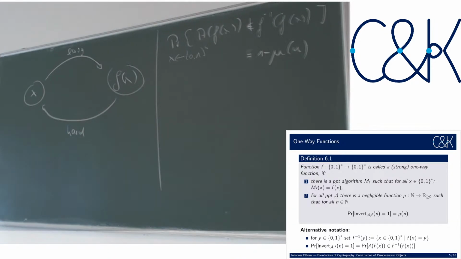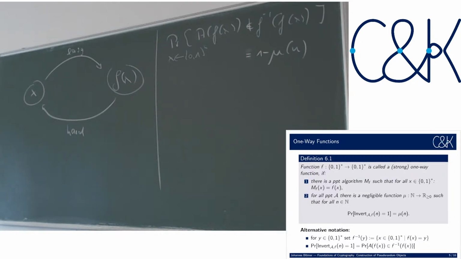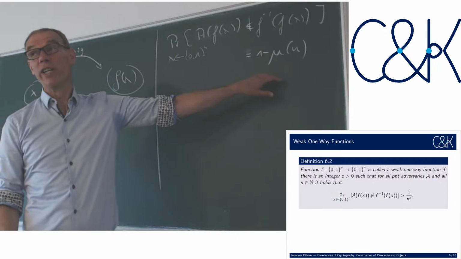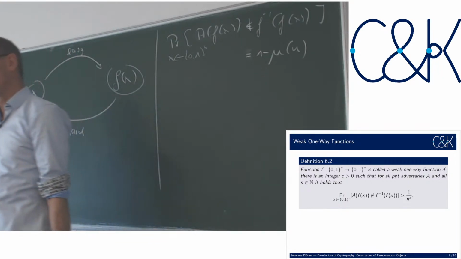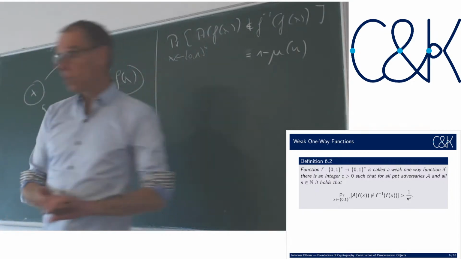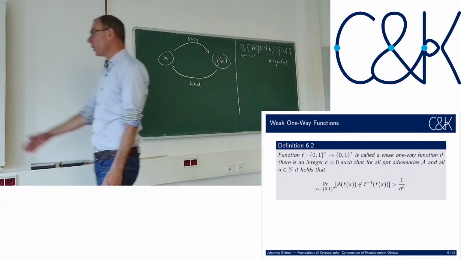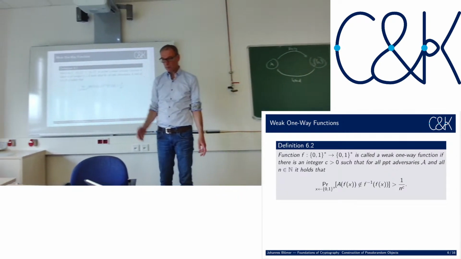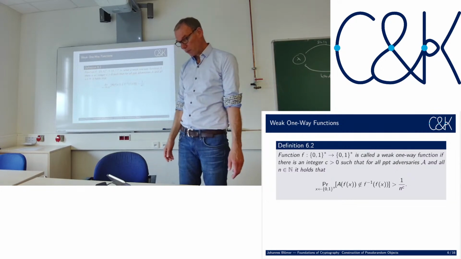Whereas this here means it's bounded away from 0 by this function 1 over n to the c, which is very different. Bounded away from 0 by 1 over n to the c is not being really, really close to 1. So these are really different definitions and different requirements.